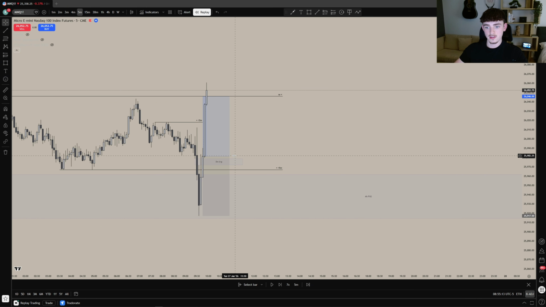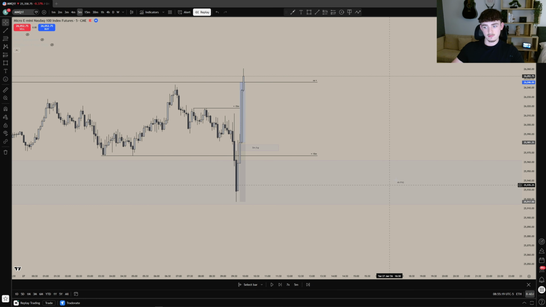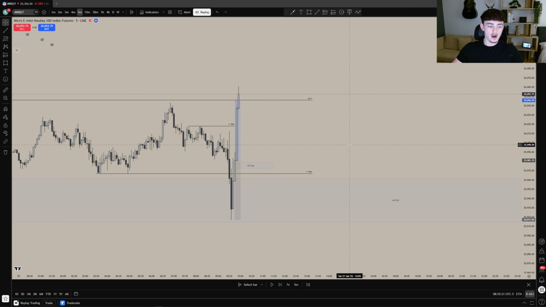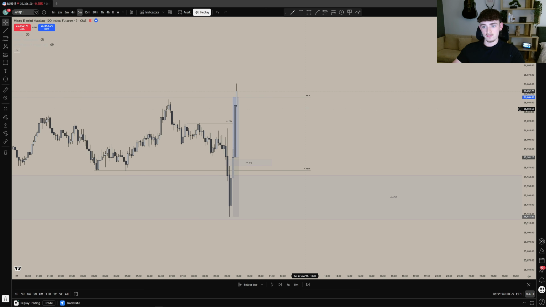We blast straight through the take profit. We've taken liquidity, we've respected a 4-hour fair value gap, which is our higher time frame key level, and then we have ran straight to our relatively equal highs, which is our drawn liquidity.